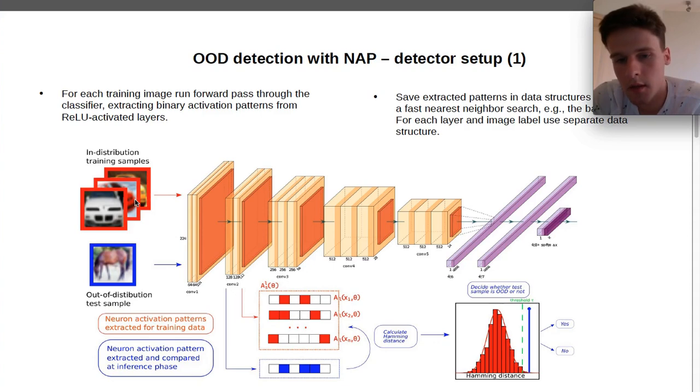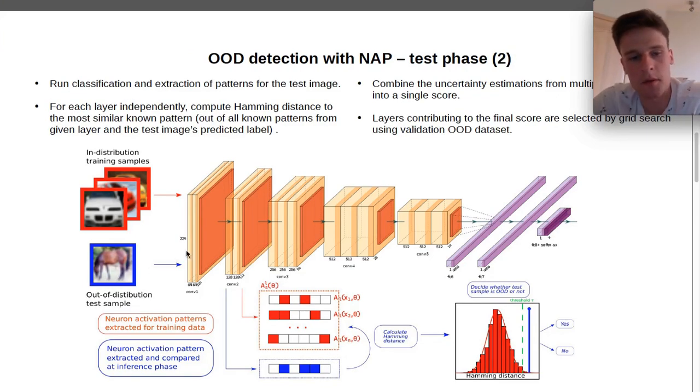So for instance, if we've got a data set that has 10 classes and we've got 15 layers to extract patterns from, we need to create a total of 150 data structures. This may seem complicated, but in fact it highly speeds up the process of finding the most similar pattern to the test pattern.